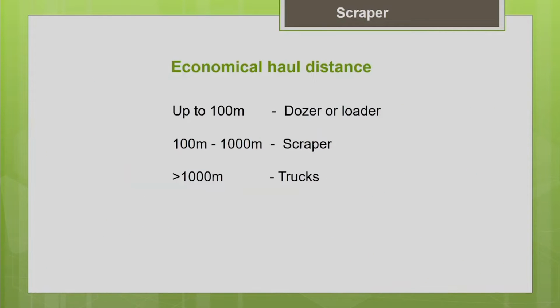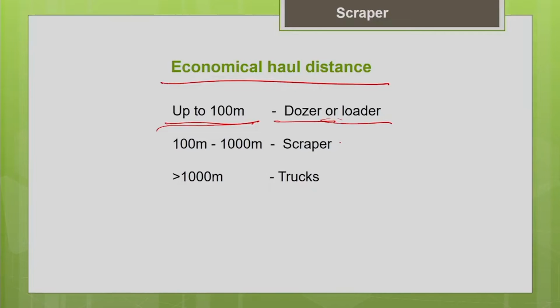When we select earth moving machines, we are very much concerned about the economic haul distance of the machine. That is a very important parameter, and based upon that we have to select the earth moving machine. The bulldozers, as we discussed earlier, have a hauling distance of up to 100 meters. Beyond 100 meters it is not economically feasible to use this machine. Similarly, a front end loader, if it is crawler mounted, can have a haul distance of up to 100 meters.